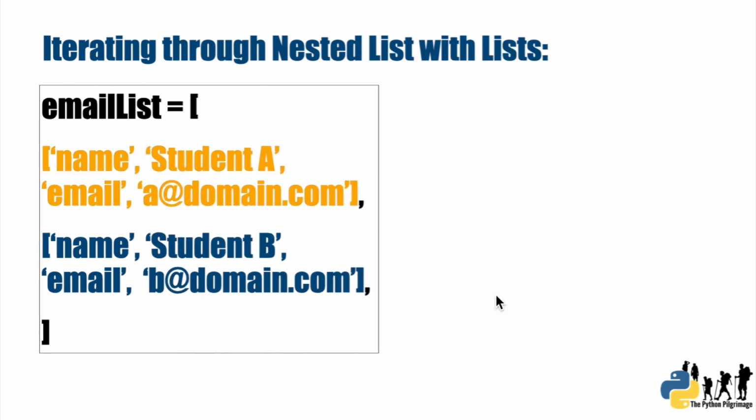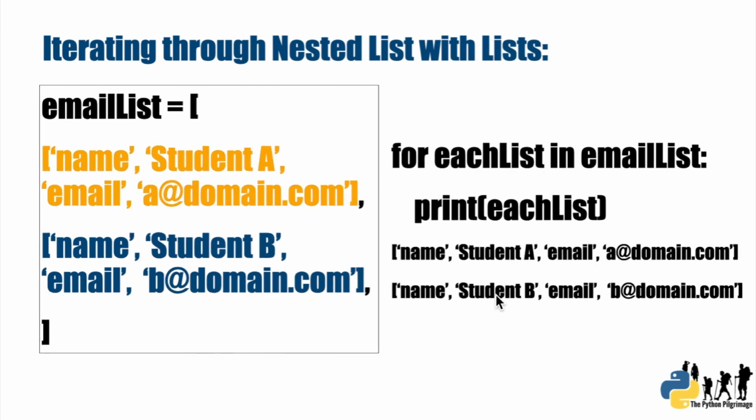Now moving on to list within a list. Iterating through that is pretty much the same. So for each list in email list, then we'll print out each list. So each list is each index in that main list. So printing that out, you have all your details here. The whole list. Name, student A, email, and then a@domain.com. Looping back, then printing out the next instance, name, student B, email b@domain.com.